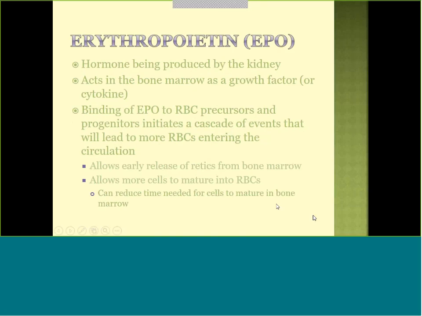All right, so this slide kind of just defines that. Erythropoietin, a hormone produced by the kidney, acts as a growth factor. So here are some of the things it can help do. It can help release reticulocytes early from the bone marrow so they get in the blood quick, and they can mature into red cells. It allows more cells to mature into red cells than before. It reduces the time needed for them to mature, so it kind of speeds it up. So all of these are things that it can do if we're really getting short on oxygen.